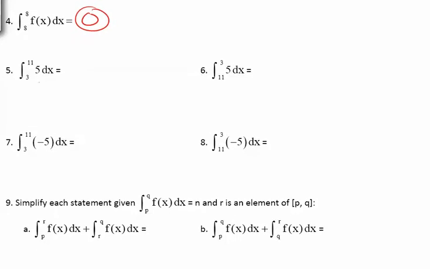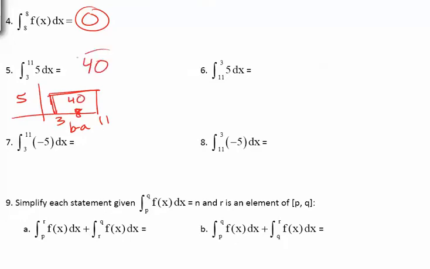In question 5, we have a horizontal constant function from 3 to 11. So we've talked about using your geometry when we have a constant horizontal line here. So our b minus a tells us this rectangle has a base of 8, and of course it has a height of 5. So use geometry whenever it turns out to be faster than doing the antiderivative. The fundamental theorem would work as well.